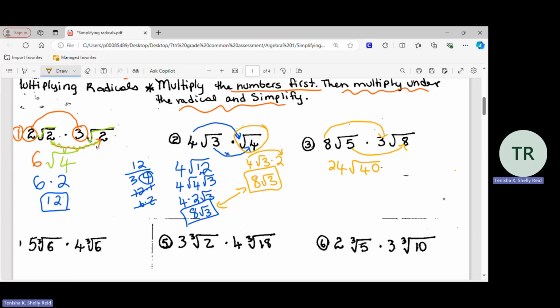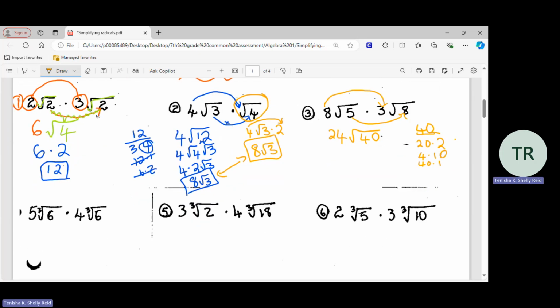I could be done, but let me see if I can simplify the 40. How do we get 40? There's 20 times 2. And there is 4 times 10. And there's 40 times 1. Oh, there's also 8 times 5. None of these are perfect square, not perfect square, not perfect square. Here is a perfect square. It's 4. So then we would have 24 times the square root of 4 times the square root of 10.